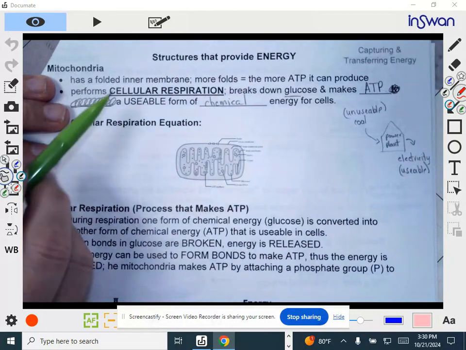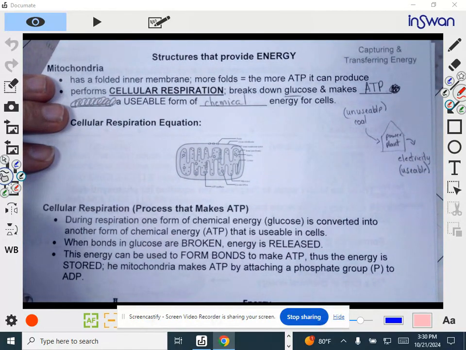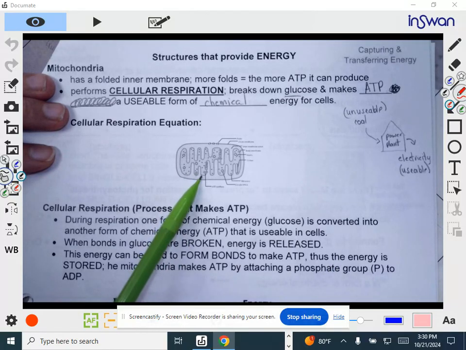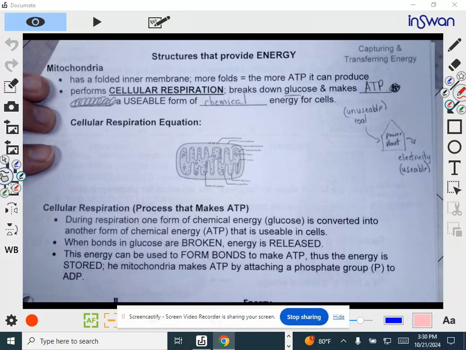Now, the reason why we call it cellular respiration is because it relates to your respiration system. We breathe in oxygen and we get rid of CO2, and that's because we need oxygen for our mitochondria, and then they're going to produce CO2 and we need to be able to get rid of it.